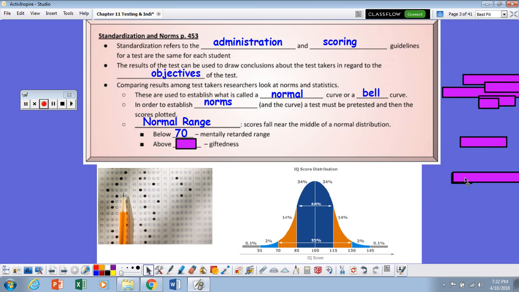Individuals who tend to score around 70 or below over the years have been labeled as academically impaired or mentally retarded. Individuals who have scored over 130 have been labeled as gifted. In some rare cases, they may be labeled as geniuses.